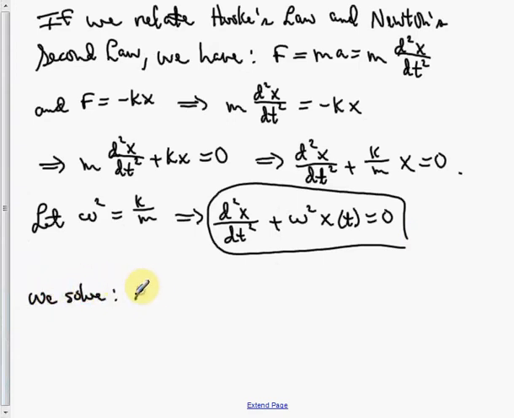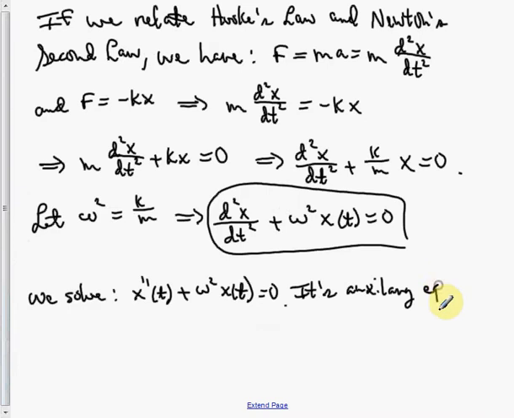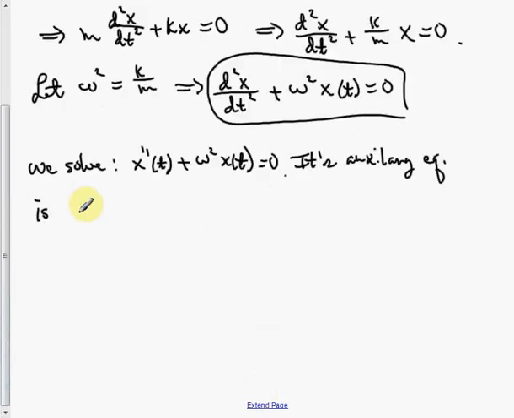So we solve. Here we have x double prime of t plus omega squared times x of t is equal to 0. The auxiliary equation is m squared plus omega squared equal to 0. Remember, this is not Cauchy-Euler, so we don't have to use m times m minus 1, that kind of thing. This is going back to a differential equation with constant coefficients. So this implies that m is equal to plus or minus omega i, right? Those roots are imaginary, right?